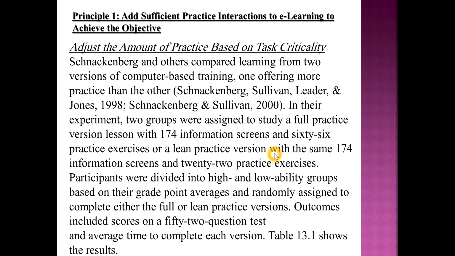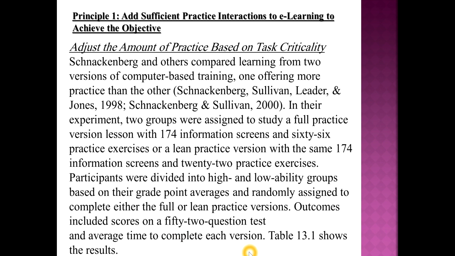Or a lean practice version with the same information, and they give a lot of questions, practices and exercises and questions. Participants were divided into high and low ability groups. So we divided the clever students and the low achiever students based on their grade point averages and randomly assigned them to complete either the full or lean practice questions. Outcomes included scores on a 52 question test and average time to complete each version.